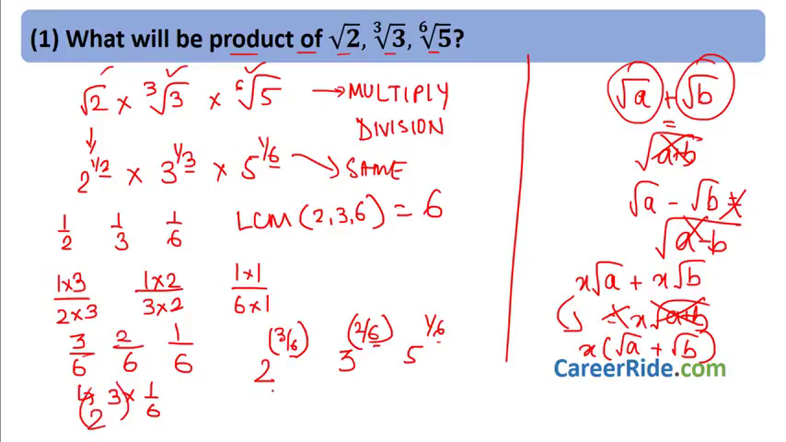So what you will have? 2 cube is 8 raised to 1 by 6. 3 square is 9 raised to 1 by 6. 5 raised to 1 by 6. Now we have the surds common.